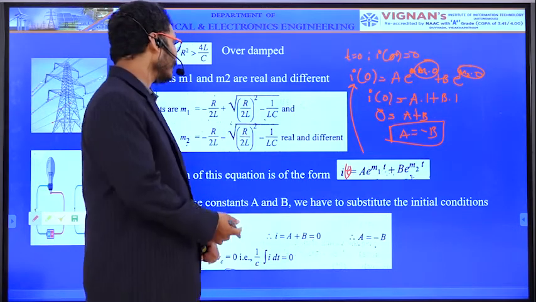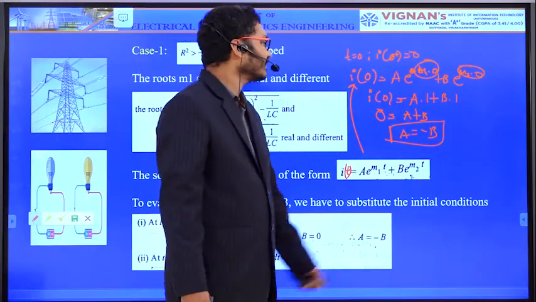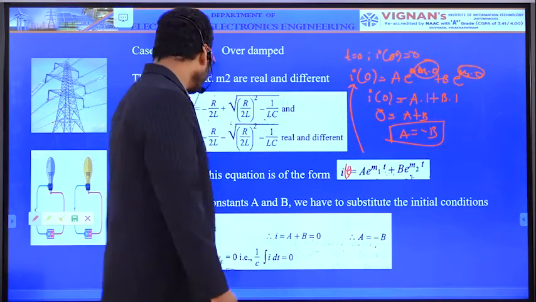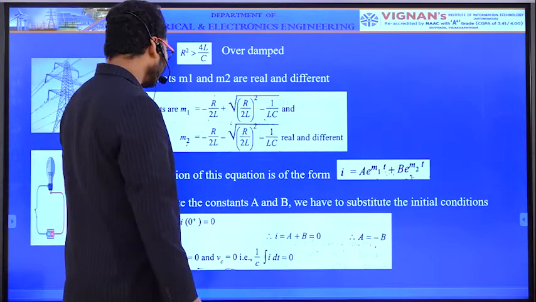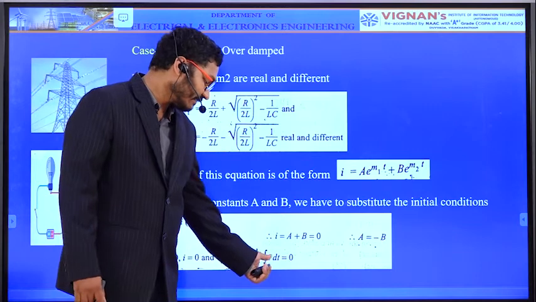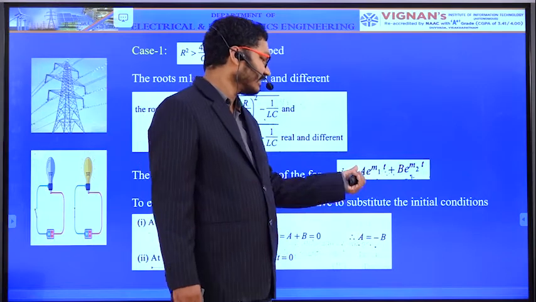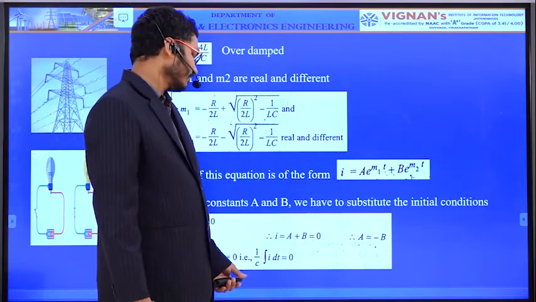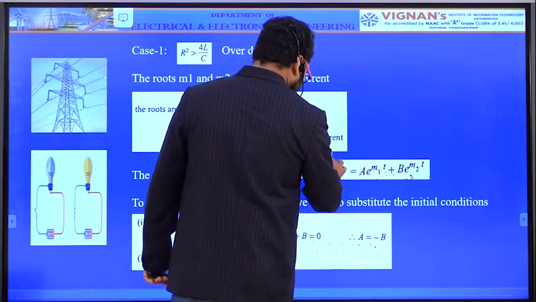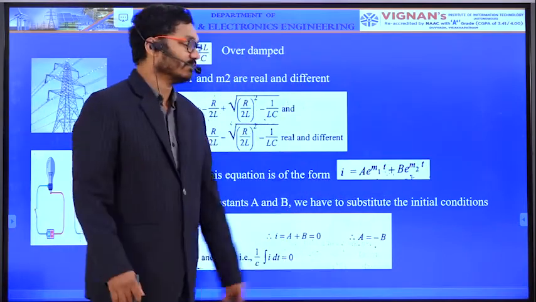Next, another initial condition. What is that? Vc of t. But in this case, Vc of t is not given, and we have to represent it in terms of current only. So how do we get it in terms of current? Vc of 0 equals 1 by c integration of i of t dt from 0. Just integrate the i of t and substitute t equals 0. Integrate i of t, what we got earlier, multiply by 1 by c, and make it equal to 0, then you will get the values.